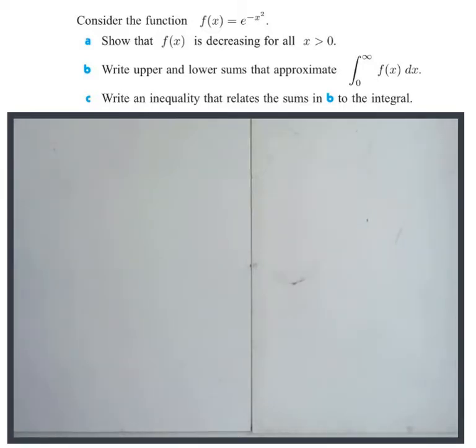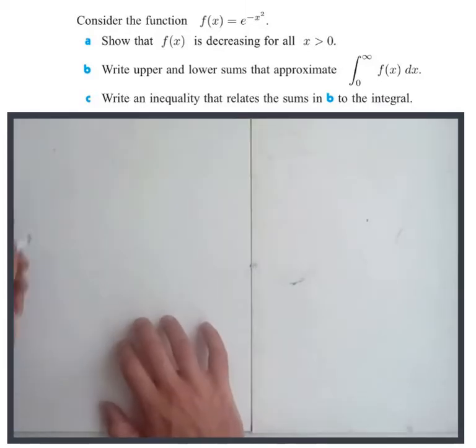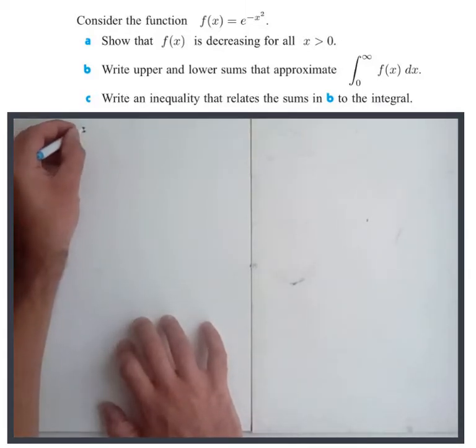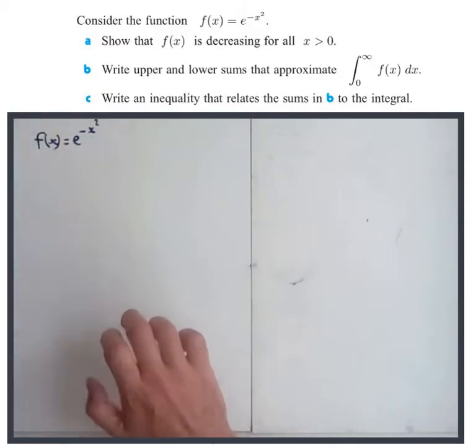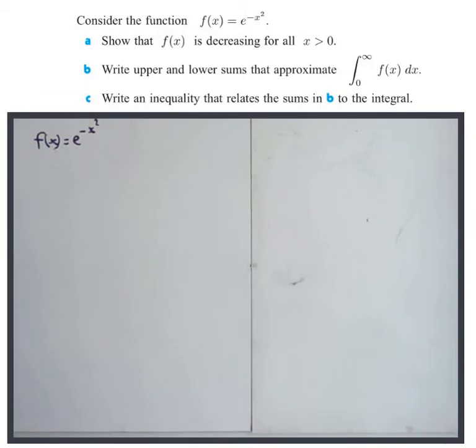Consider the function f of x equals e to the minus x squared. So f of x equals e to the power minus x squared. What we need to do: show that f of x is decreasing for all x greater than 0. Part B, find the upper and lower sums that approximate the improper integral of f of x dx.